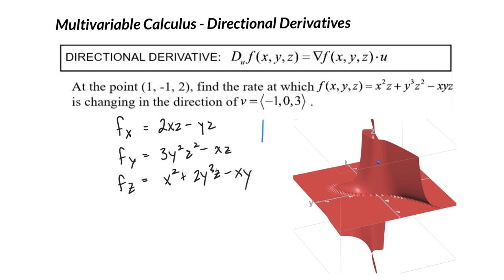So we still need our derivatives. We are going to evaluate those derivatives at the point I was given. So we're going to plug in that point. So 2 times 1 times 2 is 4, minus negative 1 times 2 is negative 2. 4 minus negative 2 is 6. 3 times negative 1 squared times 2 squared would be 12, minus 1 times 2, so 2, 12 minus 2 is 10.